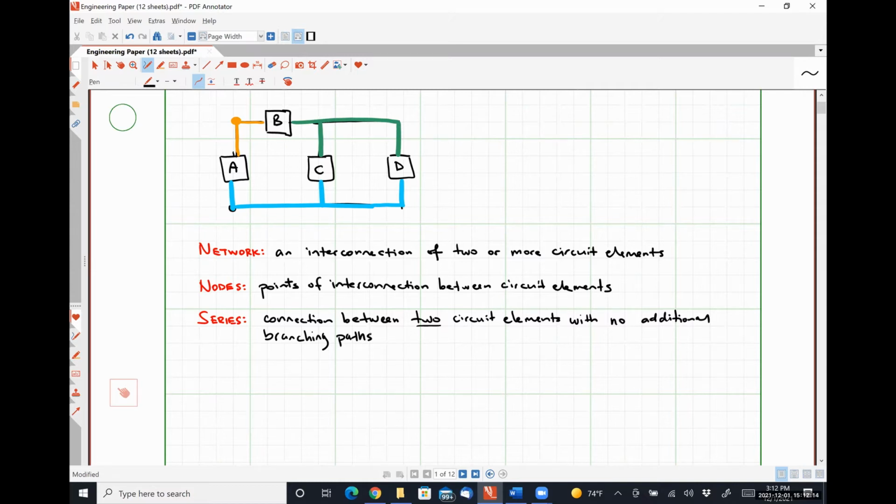Now, if we look at elements C and D, we can see that they share the green node at their top terminals, and they share the blue node at their bottom terminals. These two elements are considered to be connected in parallel. So parallel occurs anytime both sets of terminals are shared.